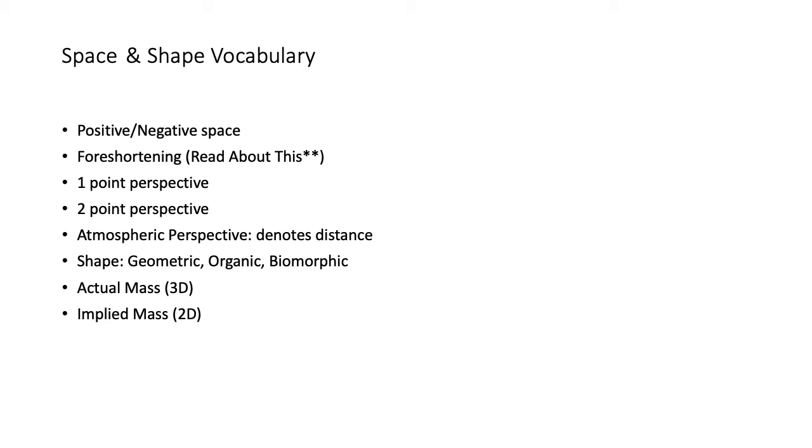Foreshortening, I'm going to tell you about it. Being that we have to do this virtually, I'm asking you to read about it because I can't do my demonstrations like I do in the classroom. 1-point perspective, 2-point perspective, atmospheric perspective, which denotes distance, and we'll go over that in a minute. Shape is geometric or organic, and a subset of organic is biomorphic. Actual mass means it really weighs something. For my little hints, I always say kind of like 3D versus 2D, implied mass. So we went over actual and implied line, same idea.